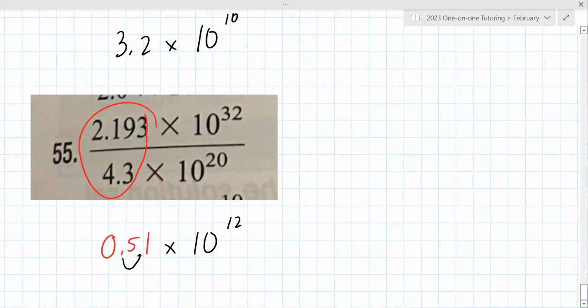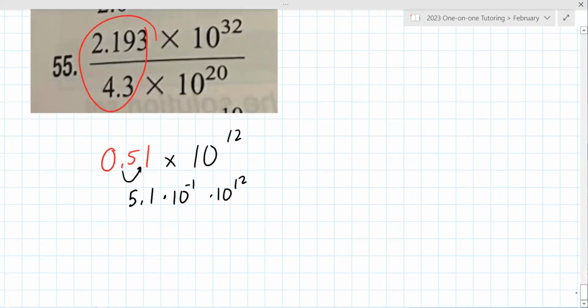Okay, so we're going to move this to the right. 5.1 times 10 to what power when we move it right? To -1. Yeah, good. And that would be 5.1 times 10 to the 11th. So it's really no different than what we've been doing. You may have to make that additional step. So let's try 56.